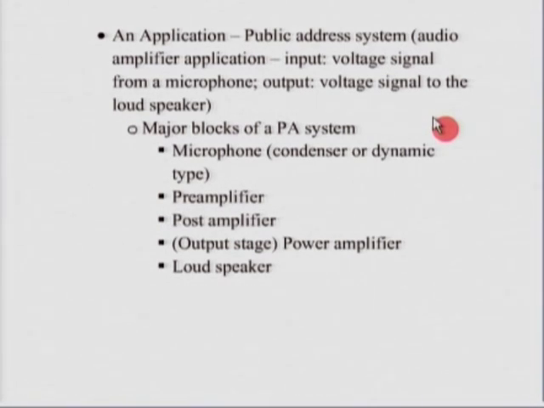Right now I am speaking into a microphone, which may be a condenser microphone in this case, or in some cases a dynamic type microphone. The signal at the output of the microphone needs to be amplified, so you would have a pre-amplifier in the public address system, followed by a post amplifier, and finally an output stage or power amplifier, and the signal then flows into a loudspeaker. So this is a good example to consider amplifiers and the typical requirements of an amplifier.